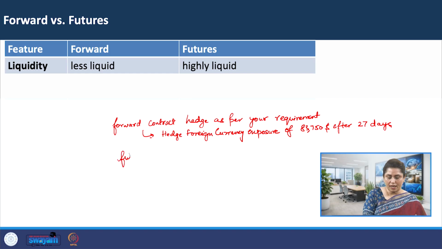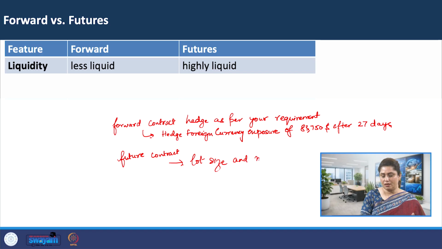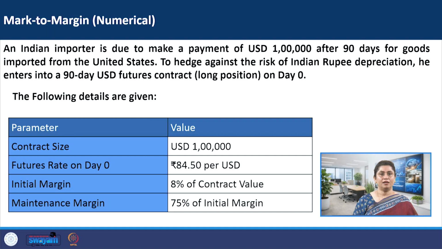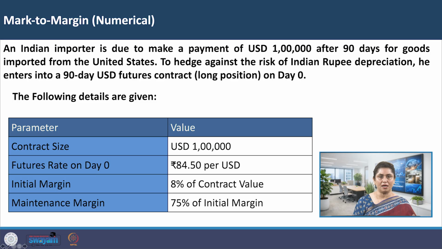But with the future contract, you need to have a particular size, which is the lot size, and also the maturity date. It cannot be customized. It is very standardized. So the lot size can be 1000. If you want to hedge 83,000, you have to take at least 83 contracts, but still you will not be able to hedge the remaining $750.